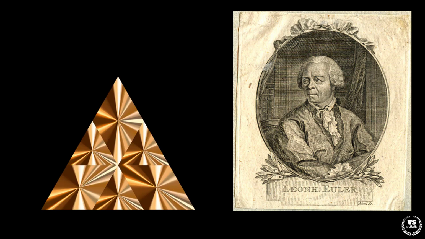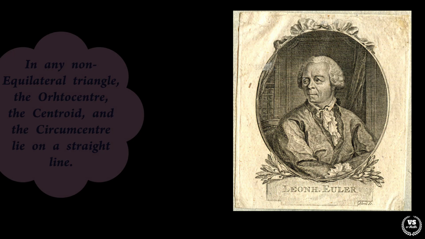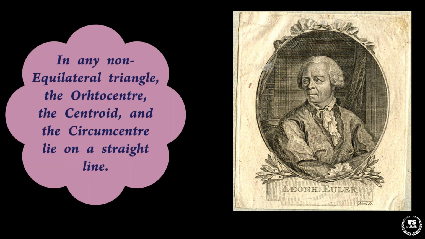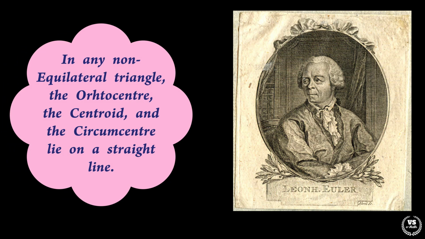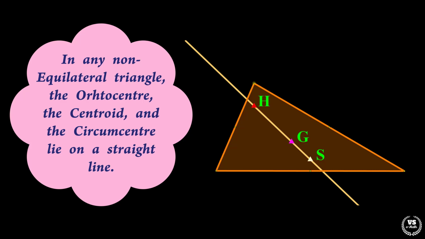Now, let's come to the final part of our discussion on classic triangle centers. The mathematician you see is Leonhard Euler, who discovered the famous Euler line. The triangle is considered one of the crowning achievements of mathematics, and the Euler line is one of its finest ornaments. Euler stated that in any non-equilateral triangle, the orthocenter, the centroid, and the circumcenter lie on a straight line.